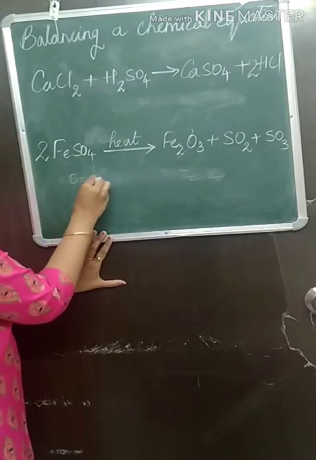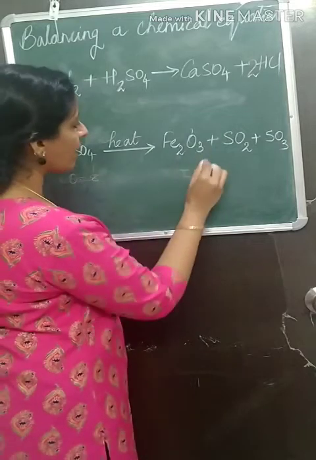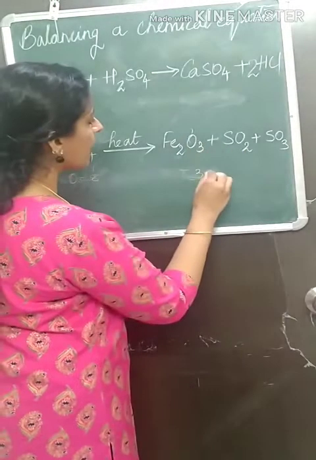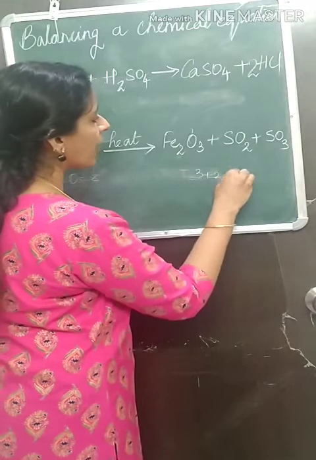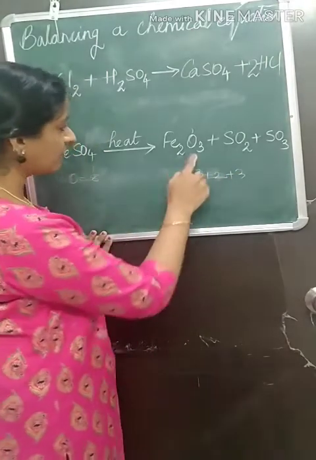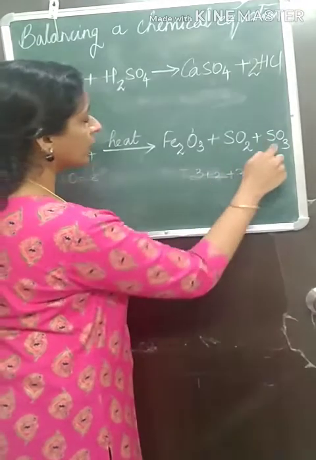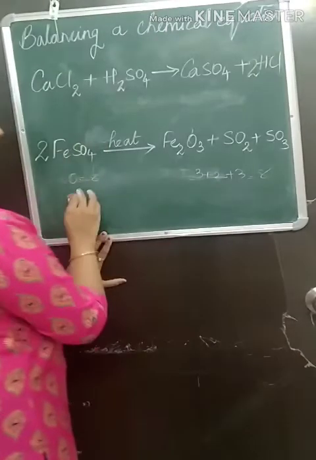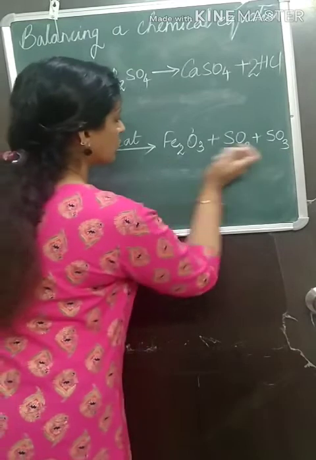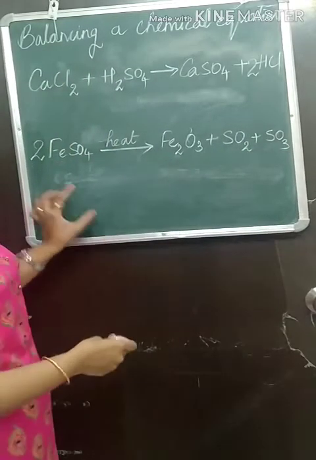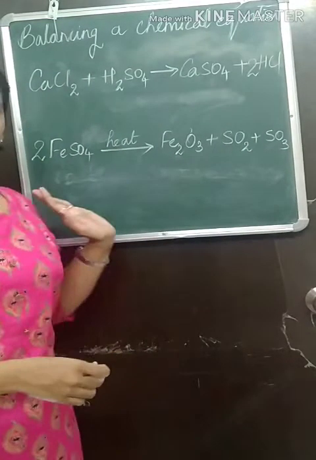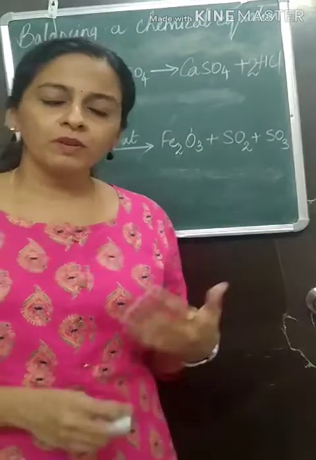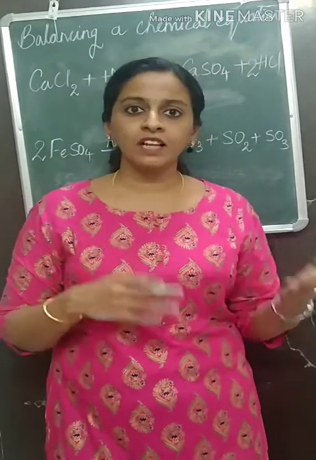So oxygen, we have 8 atoms. Here we have 3, here we have 2, and here we have 3. 3 plus 2, 5, 5 plus 3, 8. So oxygen is also balanced. So this is a balanced chemical equation. You just have to put a 2 here. So in this way you will be able to balance any chemical equation.